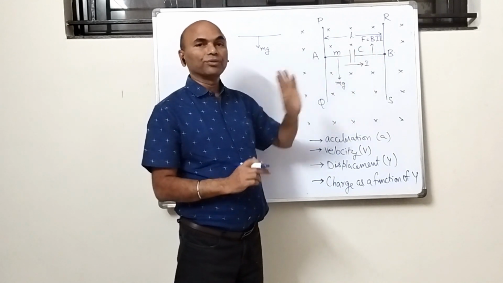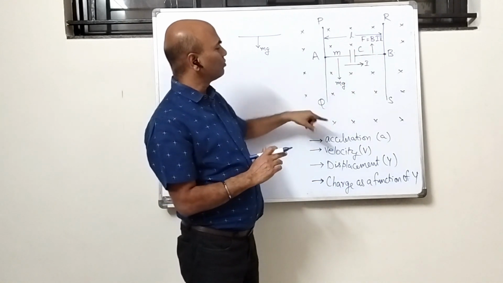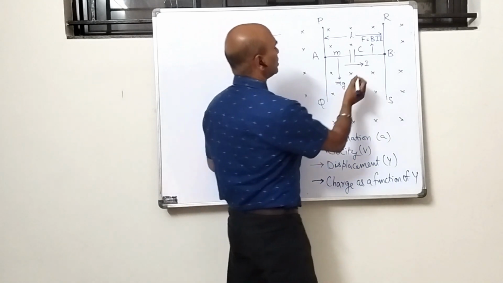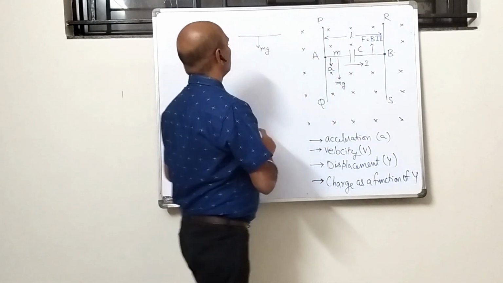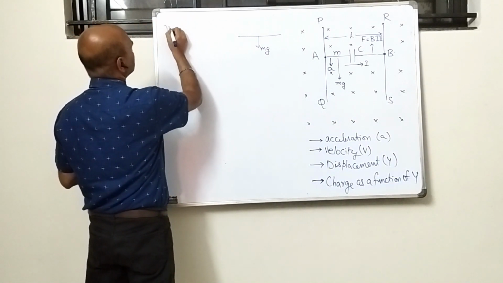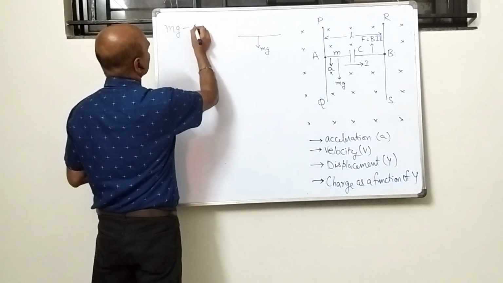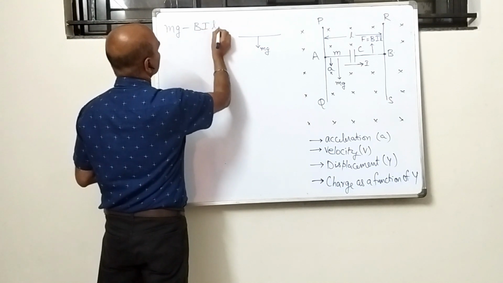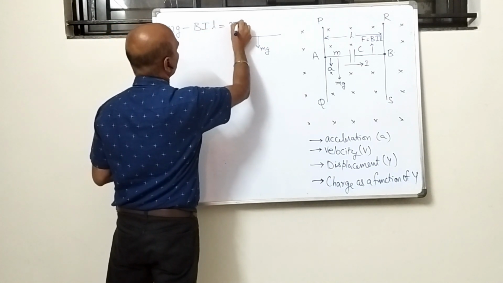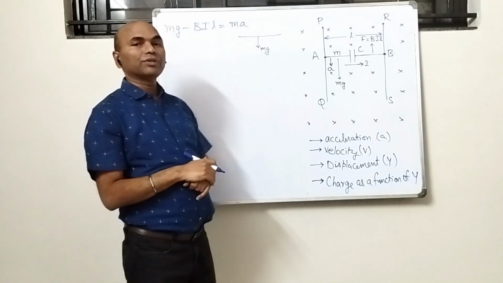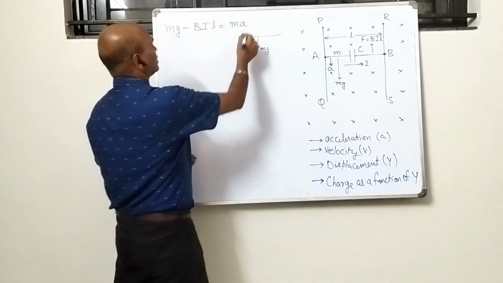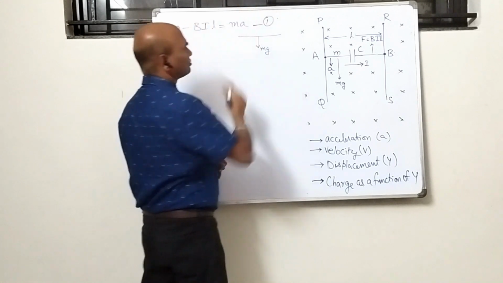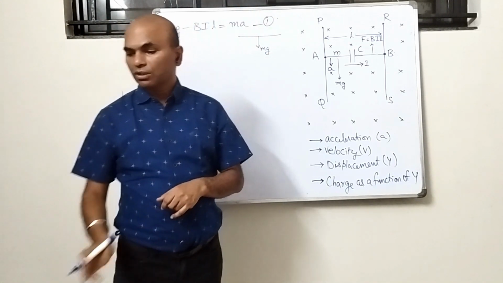So there is a net force acting on the conductor which is downwards, and let us assume that the net acceleration downwards is a. So I can write mg minus BIL is equal to ma, where m is the mass of the wire. Let us say this is equation 1.